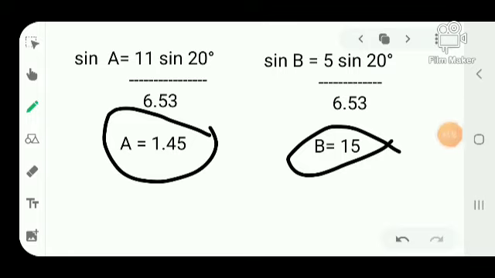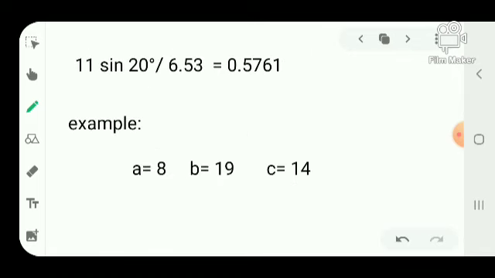Note that A is opposite the longest side of the triangle, and it is not a right triangle. So when you take the inverse, you need to consider the obtuse angle, where sine A is 11 sine 20 degrees over 6.53. So the answer is 0.5761.